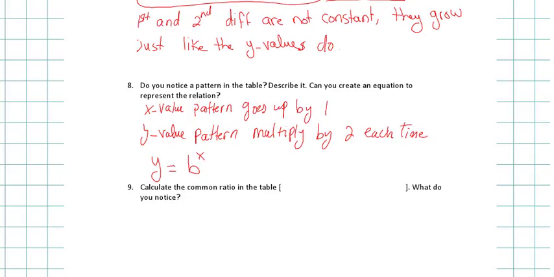Because I'm multiplying by 2. Okay? Because I'm doubling, my base represents my ratio. So in this case, the base is 2 to the power of x. Okay? If your ratio was 3, then your base is going to be 3. If your ratio was 5, then your base is going to be 5.